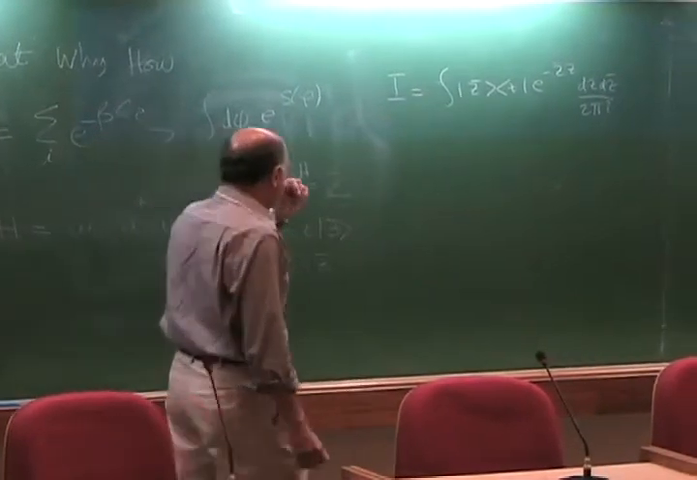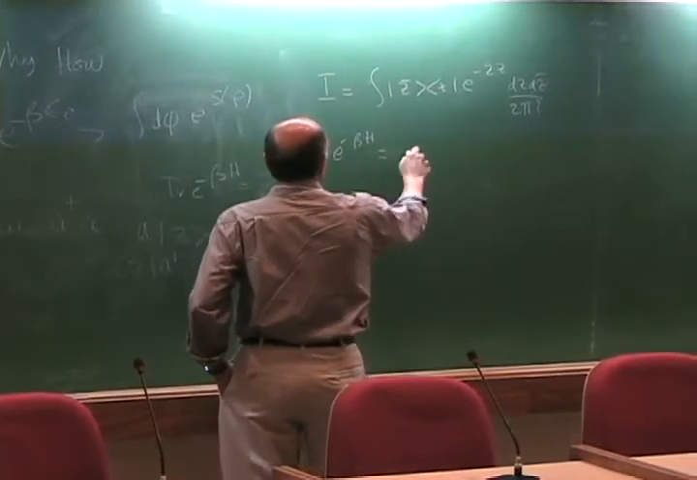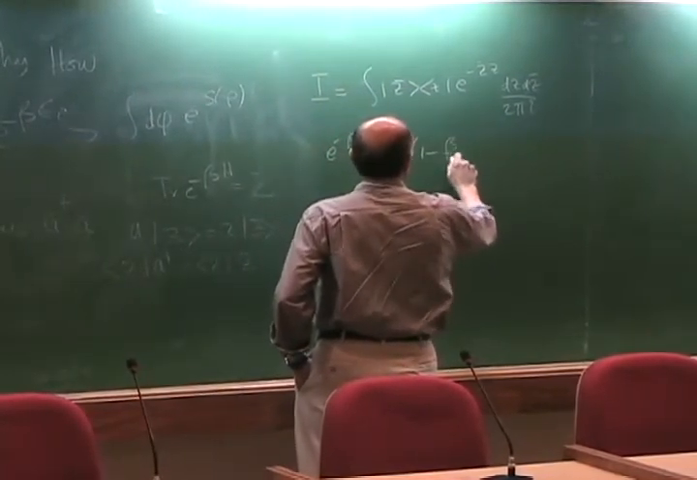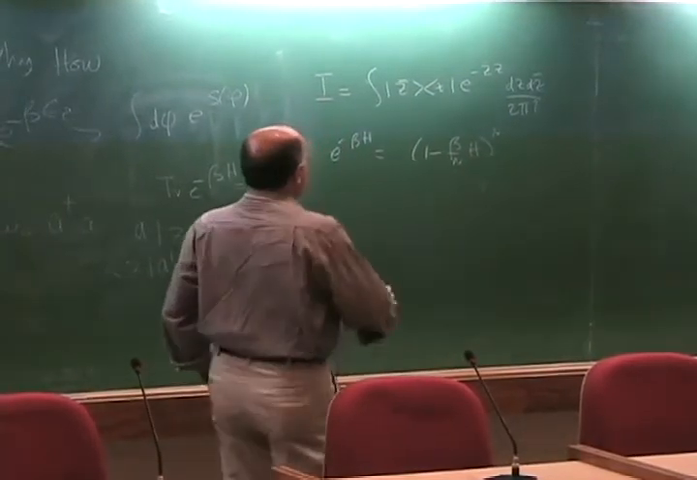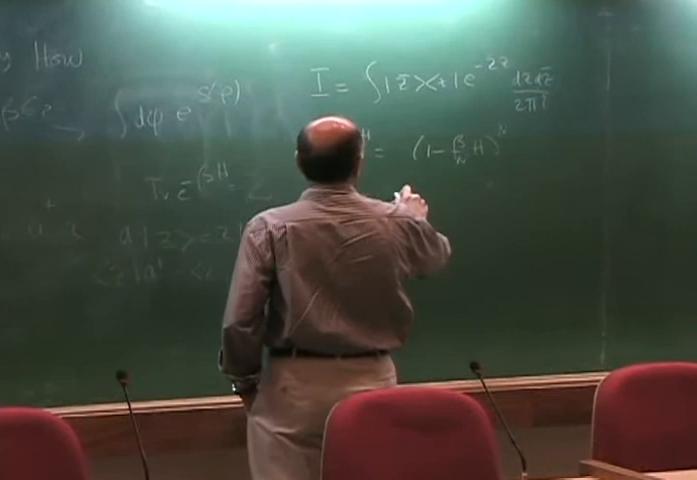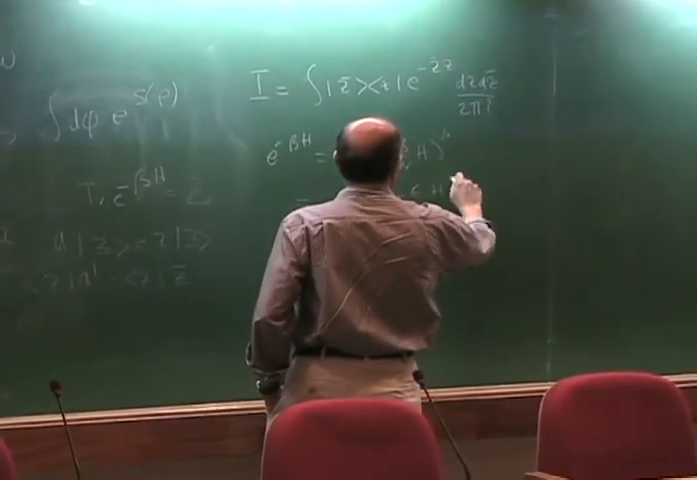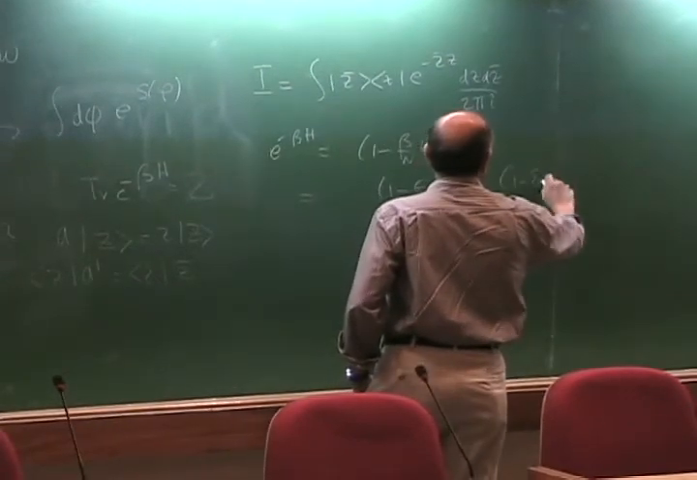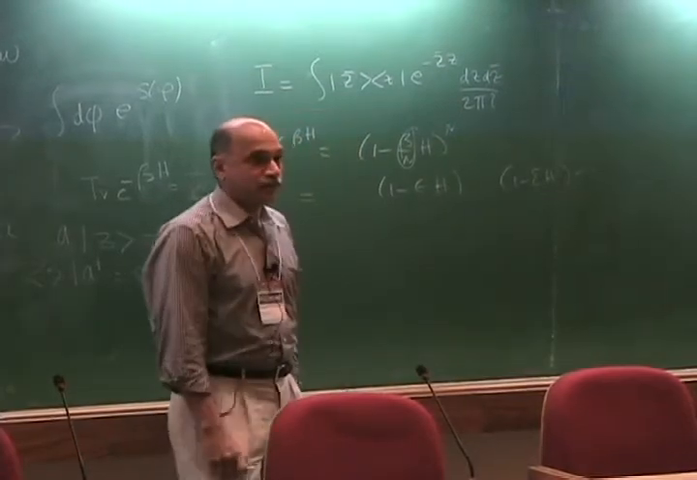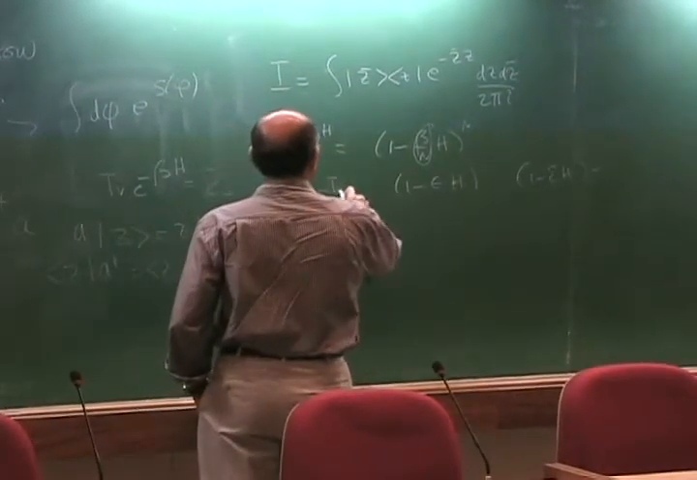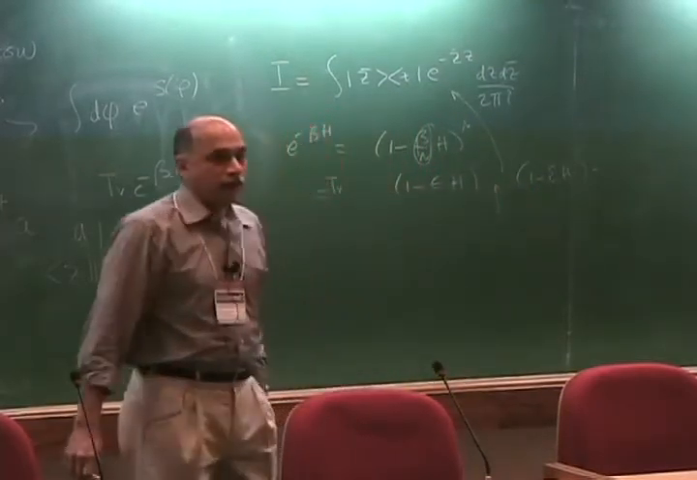So the trick we learned from Feynman is to say e to the minus beta times H is equal to (1 minus beta over n times H) raised to the nth power, and then write as many such factors: 1 minus epsilon H and another 1 minus epsilon H, all times, where epsilon is this beta over n. So we want the trace of this. But everywhere here, you have to put this unit operator.